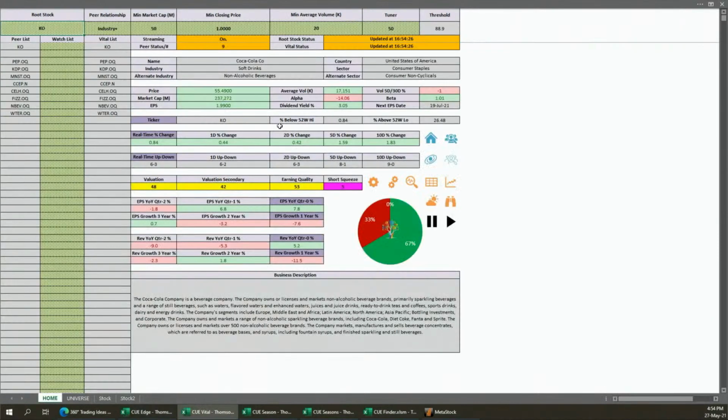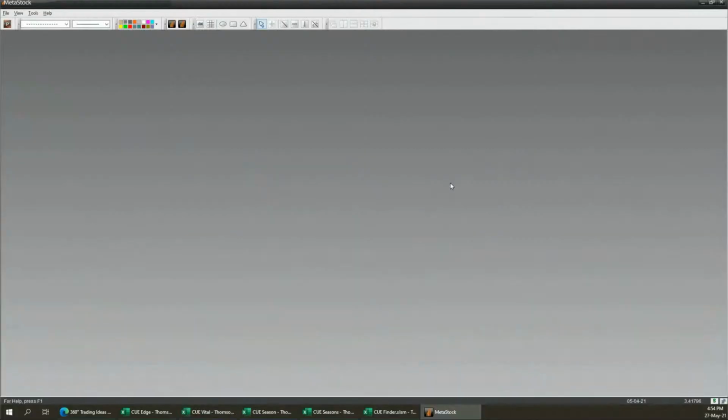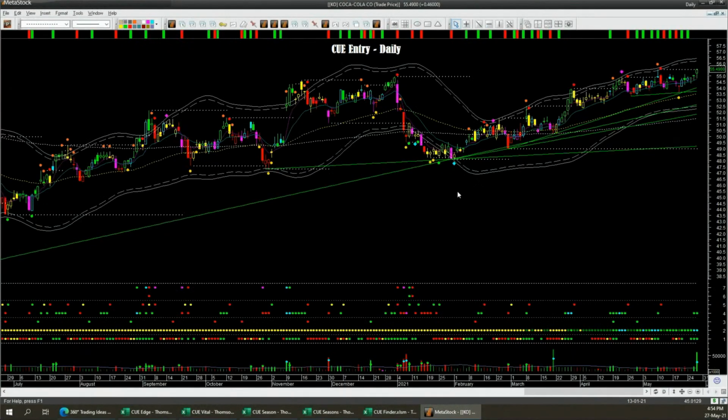Let's go back to the fundamentals. Medium valuation, some earnings growth. It's a consumer staple stock, Coca-Cola. Don't expect high earnings growth there. We could buy it. Let's look at the chart finally. It's already up too much.